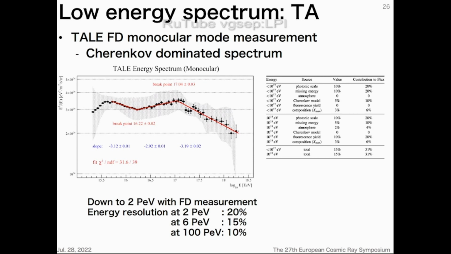Now for the TA case. This is a result of the TALE FD measurement in the molecular mode, and these are also Cherenkov dominated events used to measure the energy spectrum. This is the result of the cosmic ray energy spectrum, and you can see the knee-like feature, the low energy ankle, and the second knee. In the case of the TALE FD, they can measure the cosmic ray spectrum down to 2 PeV with FD measurement.